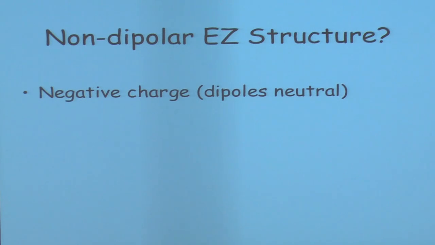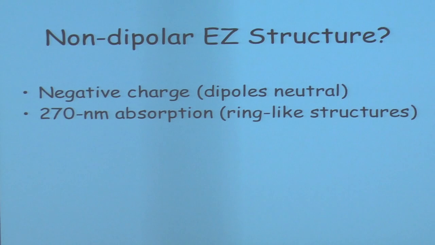We measured negative charge. Dipoles are neutral. If you stack dipoles from here to the moon, you'll never get negative charge out of something that's neutral. So that's wrong. I mean, we were wrong in thinking that it's a stack of dipoles. Also, this absorption that I mentioned at 270 nanometer, usually that's characteristic not of dipoles, but of ring-like structures with delocalized electrons. And so for these two reasons, especially the first, we need something else.